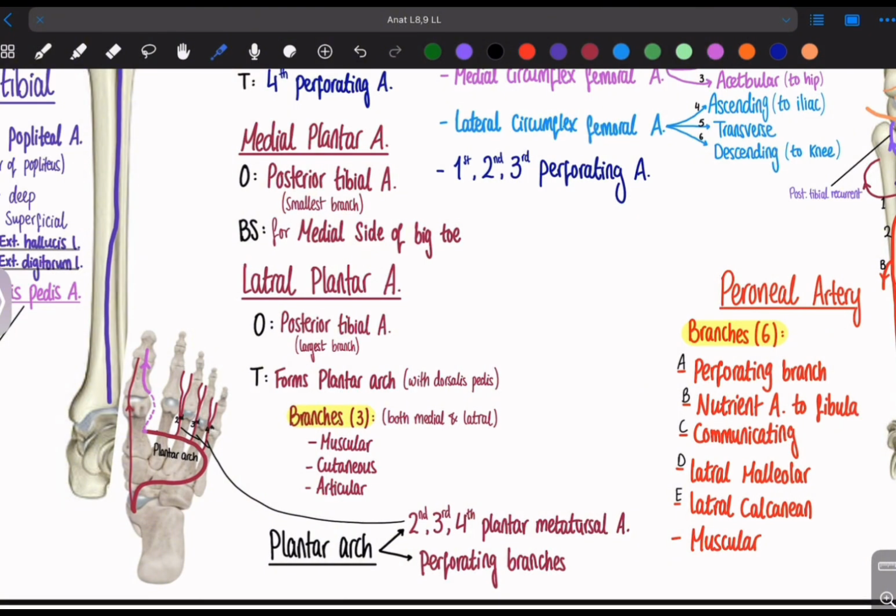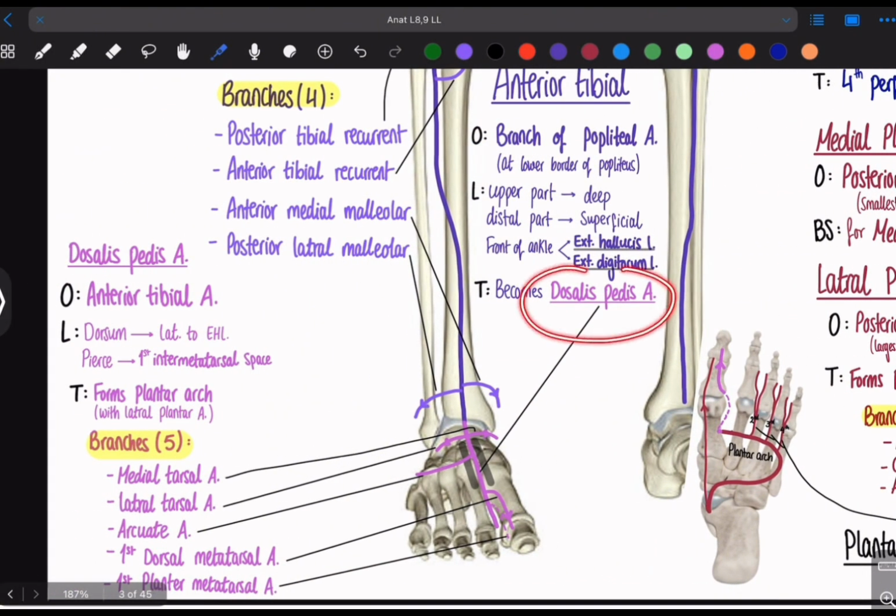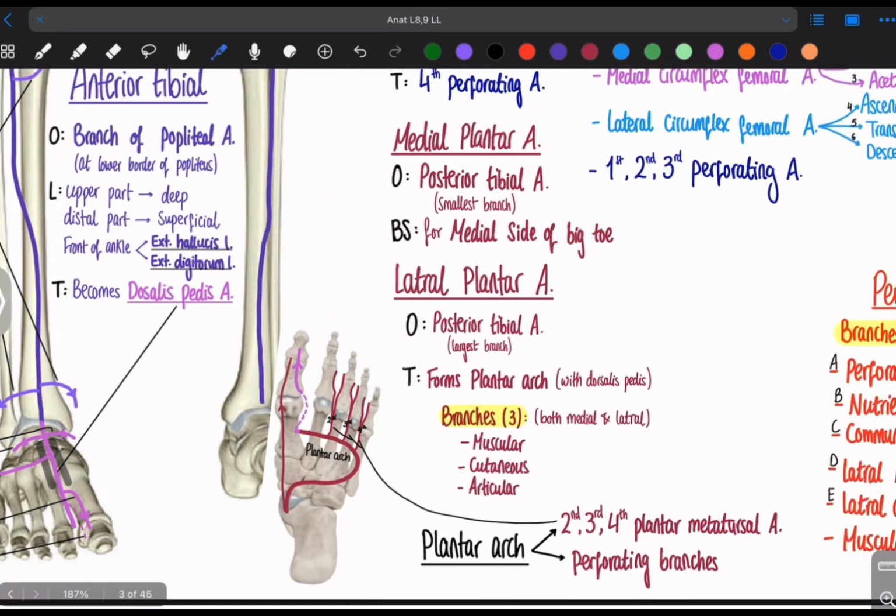The lateral plantar artery, where does it terminate? Remember when we said here the plantar arch in the dorsalis pedis, I said the termination is that it forms the plantar arch. How does it form the plantar arch? We said that it forms the plantar arch when it meets the lateral plantar artery. So here's the lateral plantar artery. So a termination that it forms the plantar arch with who? With the dorsalis pedis. Okay?